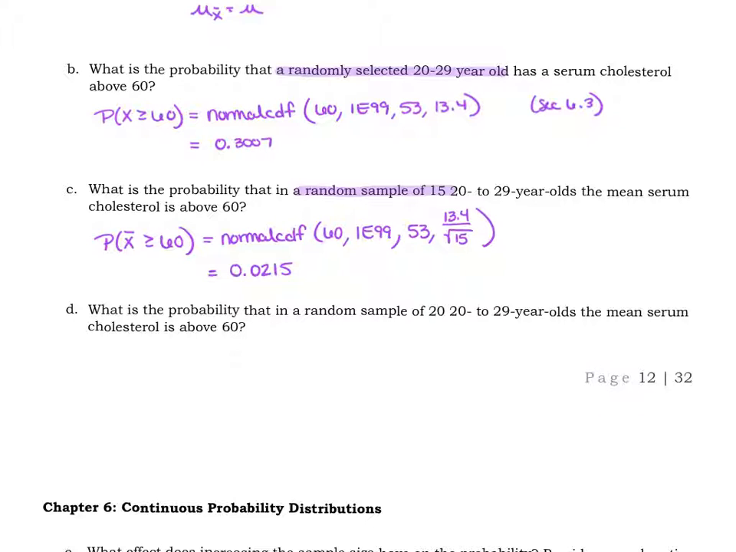All right, so the next one, what's the probability in a random sample of 20 people the average is above 60?